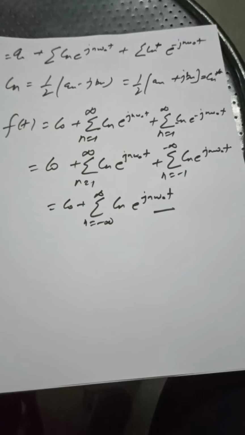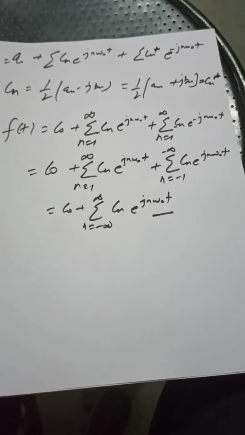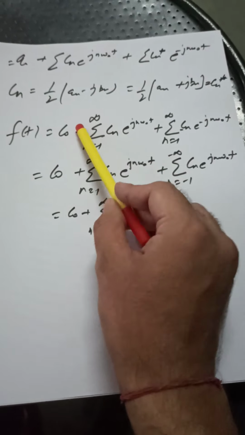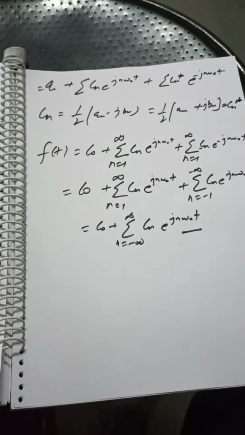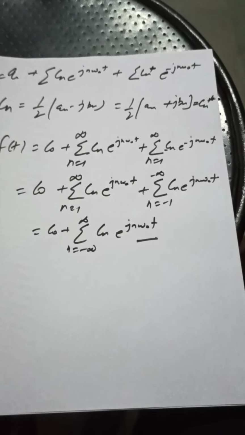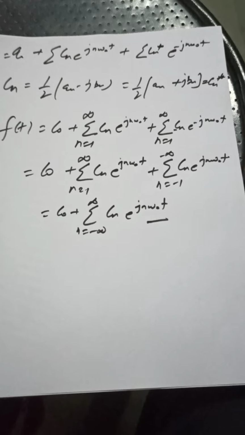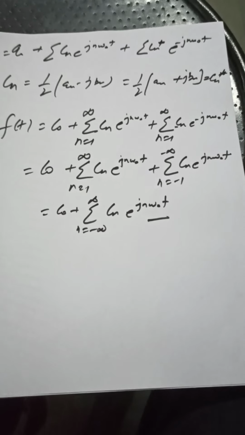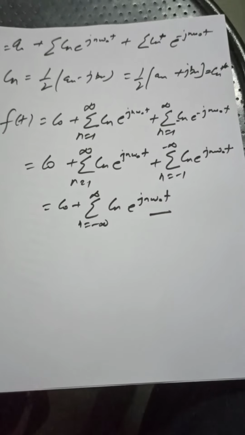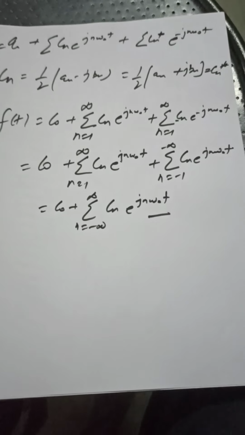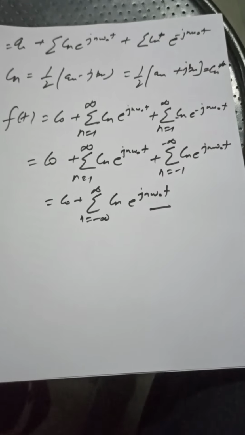Yes, that's a fact. So by replacing the values of an and bn in these two expressions, we can come to a beautiful conclusion, a conclusion that is very important, and that conclusion is that Cn is equal to Cn conjugate. Cn is equal to Cn conjugate. Okay, I think it is clear.